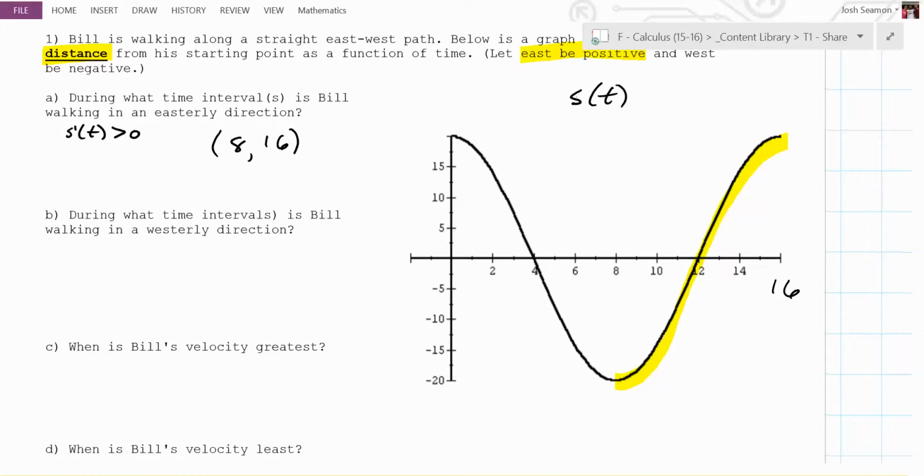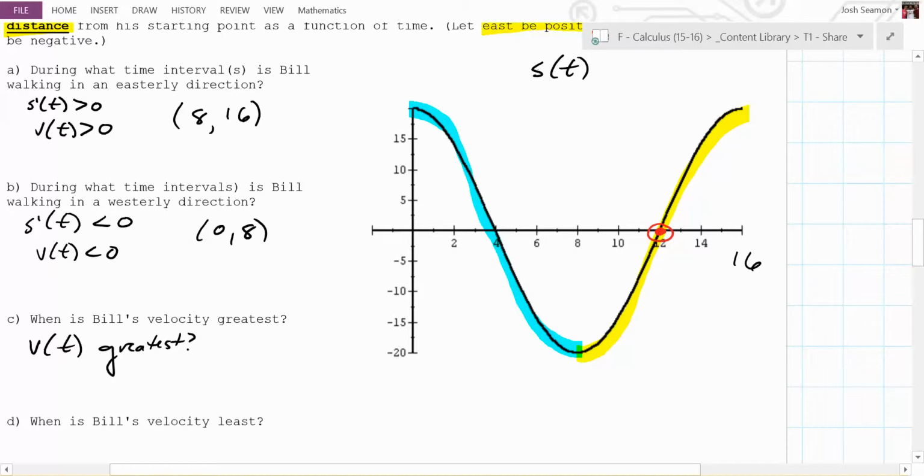So during what time interval is he walking west? When is that happening? 0 to 8. When S of t is what? Less than 0. So I'll use blue here. So 0 to what, Kira? To 8. 0 to 8. Exactly.